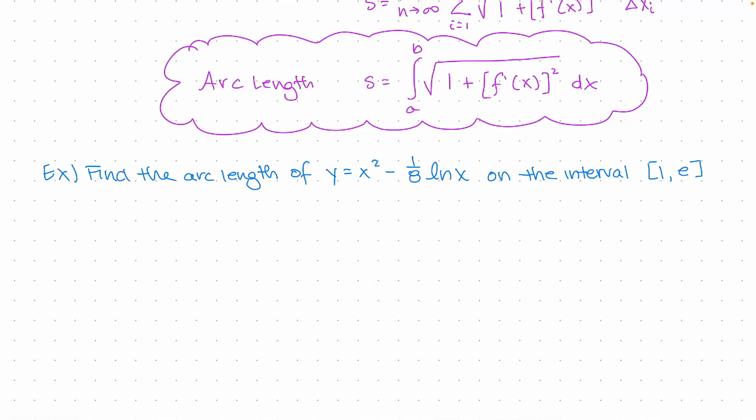So we got f of x is x squared minus 1 over 8 natural log x. So then we'll find the derivative. F prime of x is 2x minus 1 over 8x. And then we get to square that.